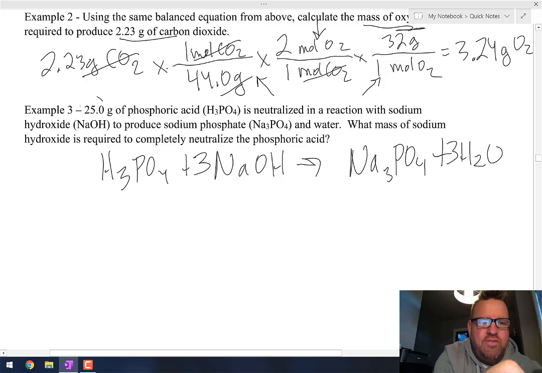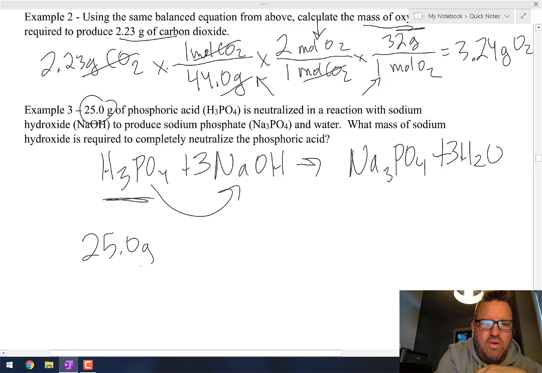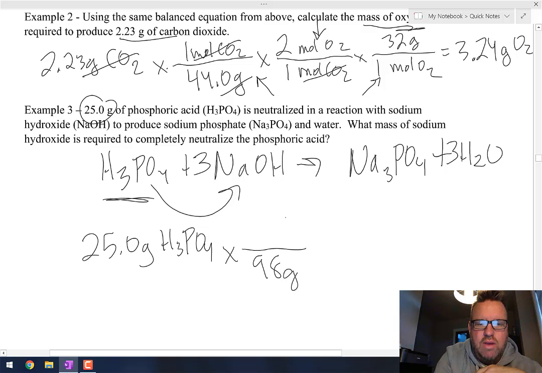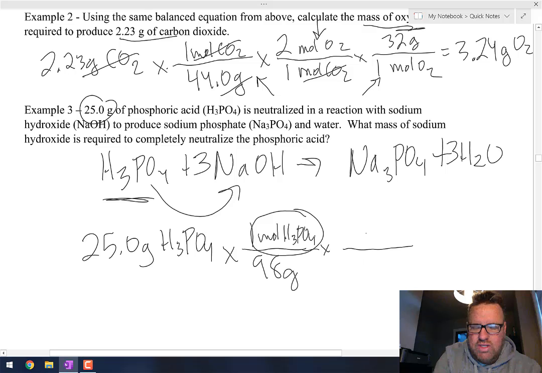We've got 25 grams of phosphoric acid, so that's this one. What mass of sodium hydroxide is required? So notice in this one, we're going just from one reactant to another reactant. So we're going to go 25 grams of H3PO4. We're going to get the molar mass of H3PO4, which is 98 grams per mole. And then we're going to go, and again, this is why it's so important to use your units. It's very easy to get confused. Well, I don't know what comes next. Well, if that's moles of H3PO4, then it's moles of H3PO4 on the bottom.